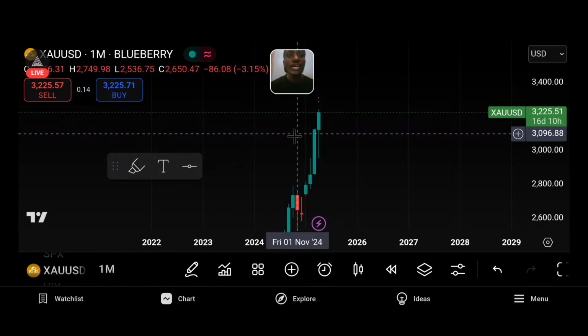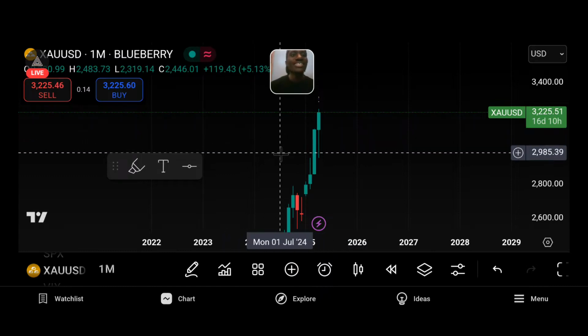By looking at this candle, you can see that it doesn't have a bottom wick and it also doesn't have a top wick, right? And what does that mean when a candle doesn't have a bottom wick or a top wick? It means that there is no range for price to go up.